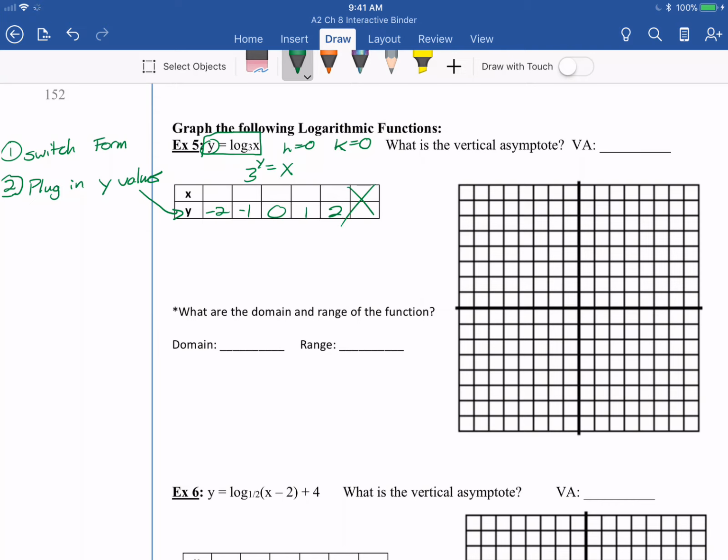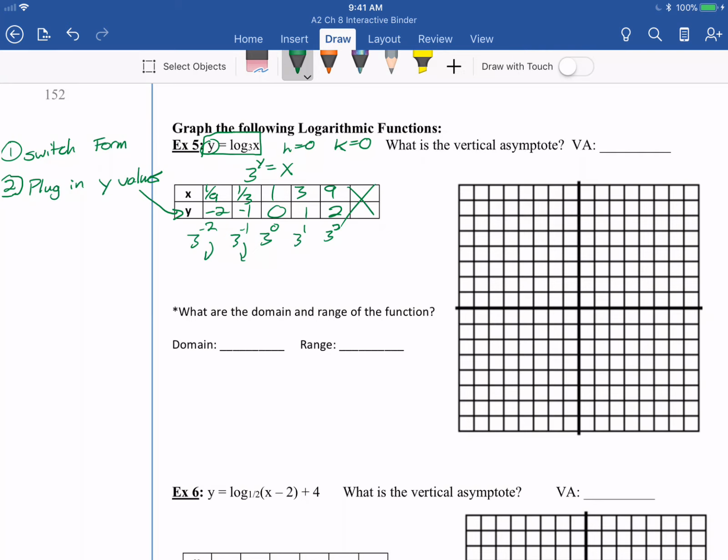All right, so now hopefully this makes some sense, because now when I plug in 0, 3 to the 0 power is 1. 3 to the first power is 3. 3 to the second power is 9. 3 to the -1 power is 1/3. And then this is 1/9. Those guys flip around. 3 to the -1, that guy goes to the bottom. 3 to the -2, that guy goes to the bottom as well.